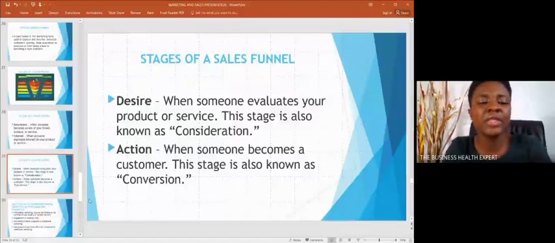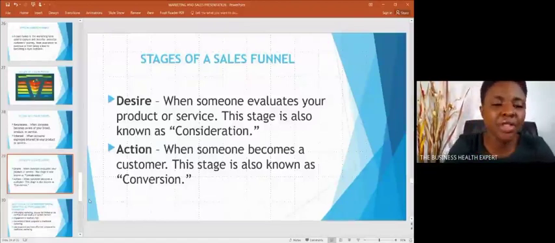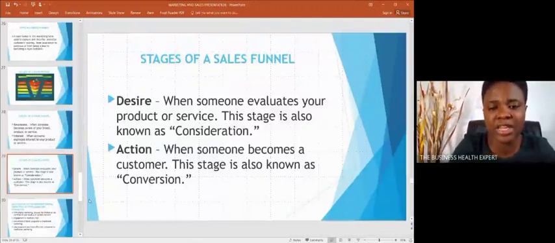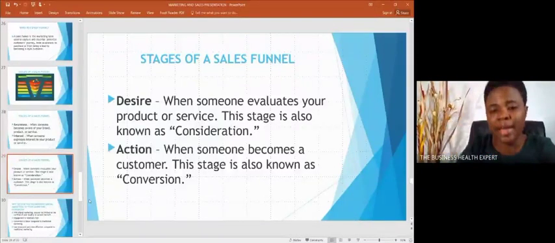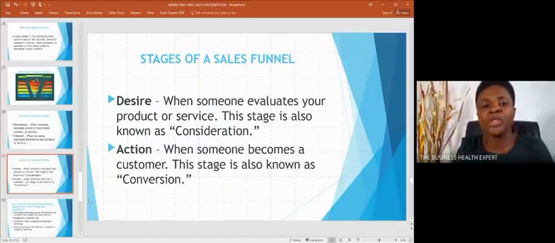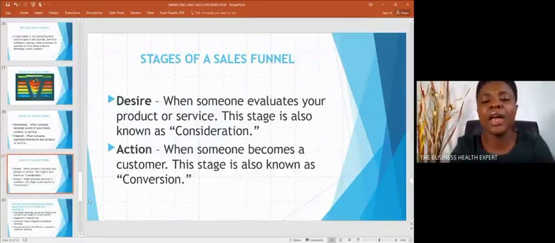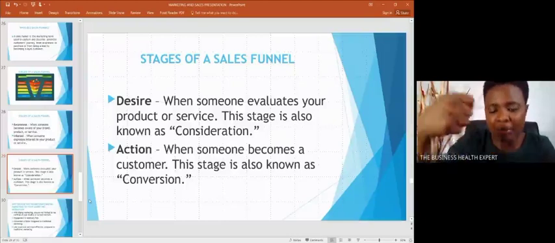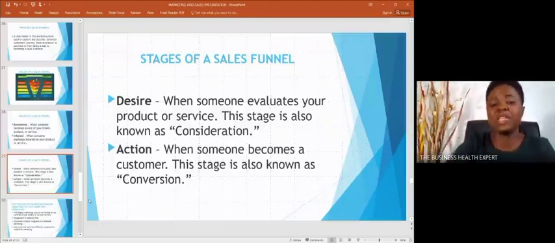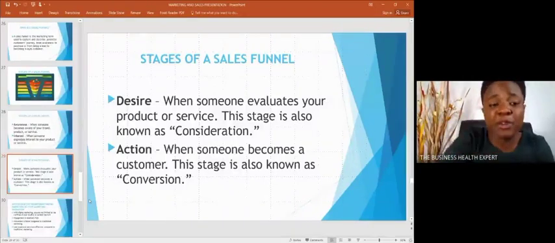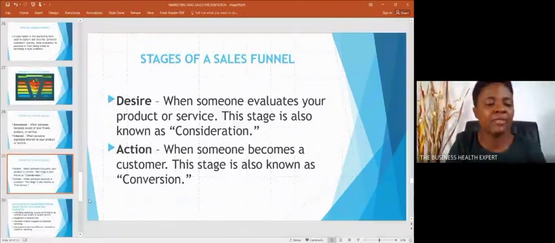Now, that brings me to the last stage, which is action. When someone becomes a customer, it's also called the conversion stage, when people actually pay for that product. At the point of me taking that Nivea product to the cashier or the person over the counter is the conversion stage, whereby I'm paying for that product. Or if it's a service-based business, I reach out to them and they start delivering. I pay for the service and they implement their service.